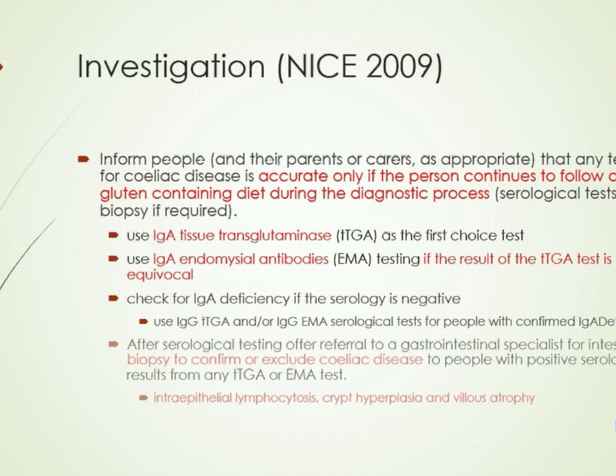Following a positive blood result, you need to confirm your diagnosis. To do this, you need a tissue biopsy, so you need to make a gastroenterology referral, and the gastroenterologist can take a tissue biopsy of the small bowel, looking for those features that we mentioned earlier: an intraepithelial lymphocytosis, crypt hyperplasia, and villus atrophy.